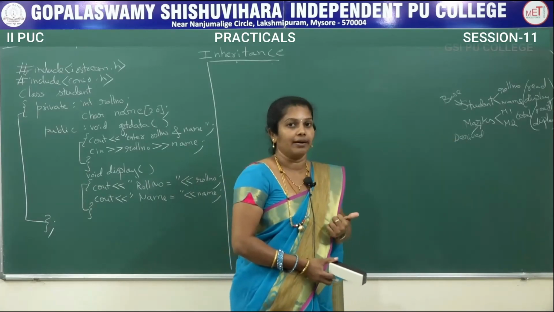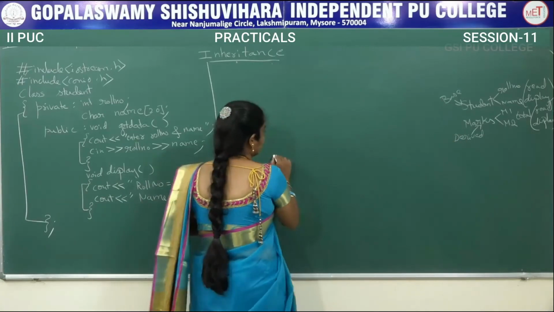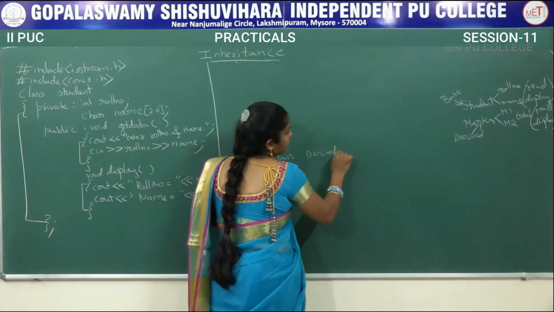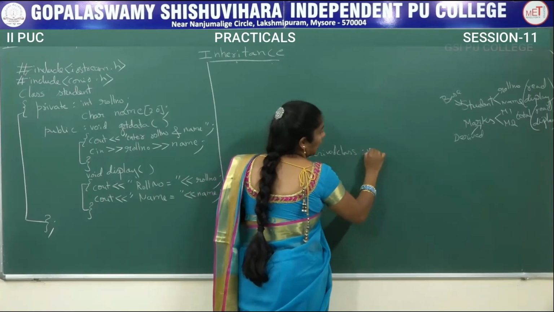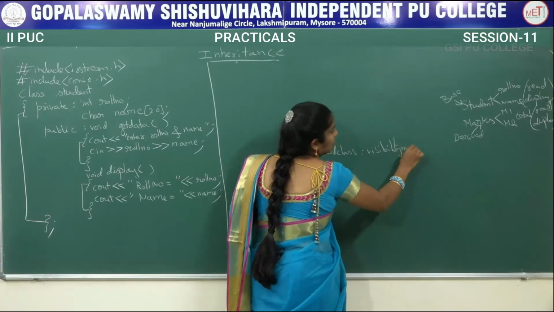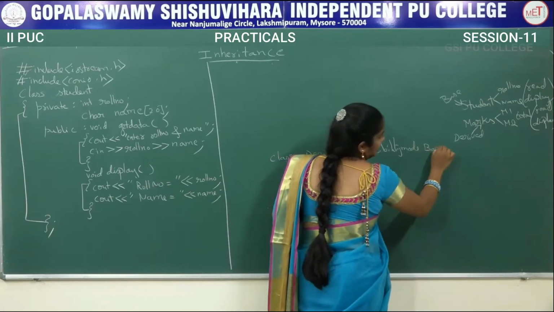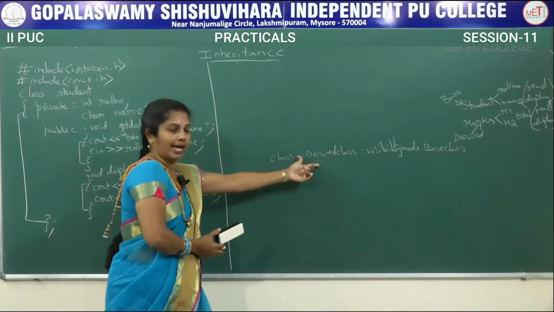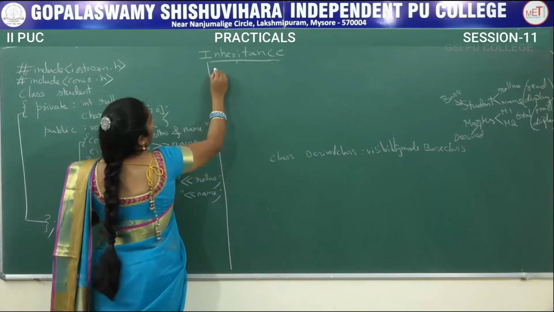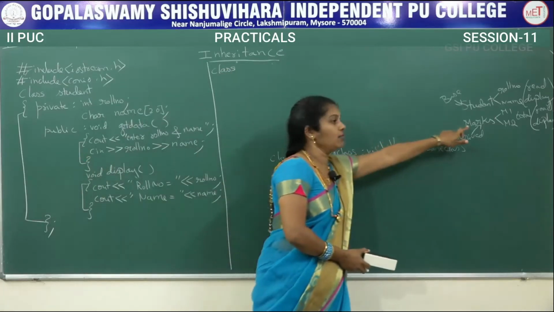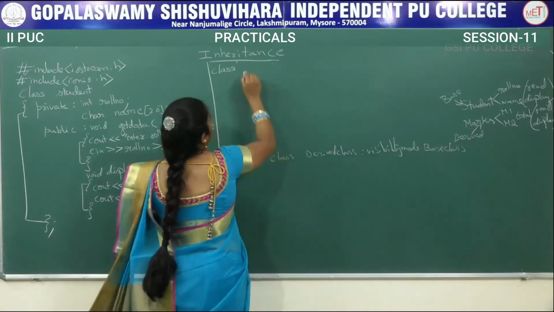I have already explained the syntax. First, how to write the syntax? Class derived class colon visibility mode, then base class. This is the syntax I told you, is it? Now how to create the derived class? First I have to use the keyword class. What is the derived class? Here we have marks as the derived class.